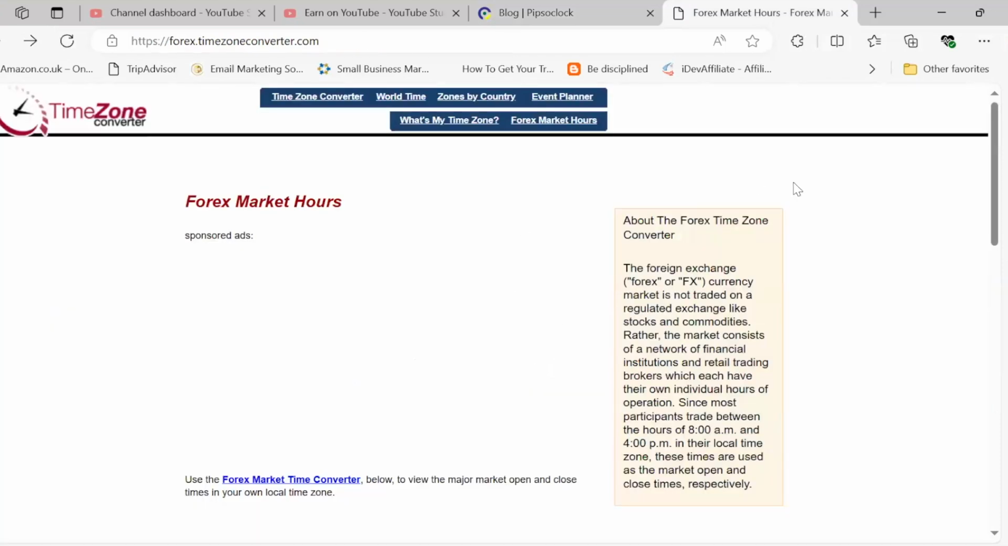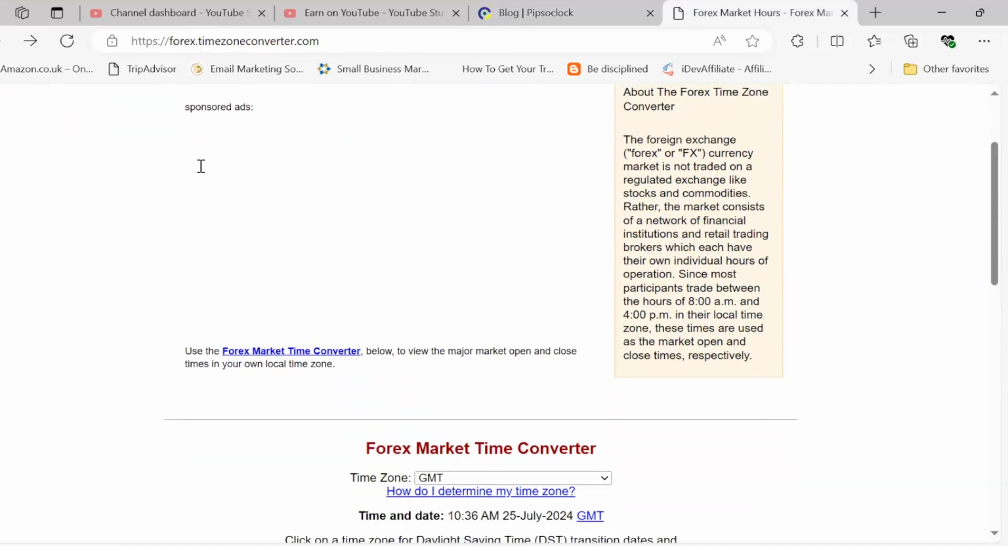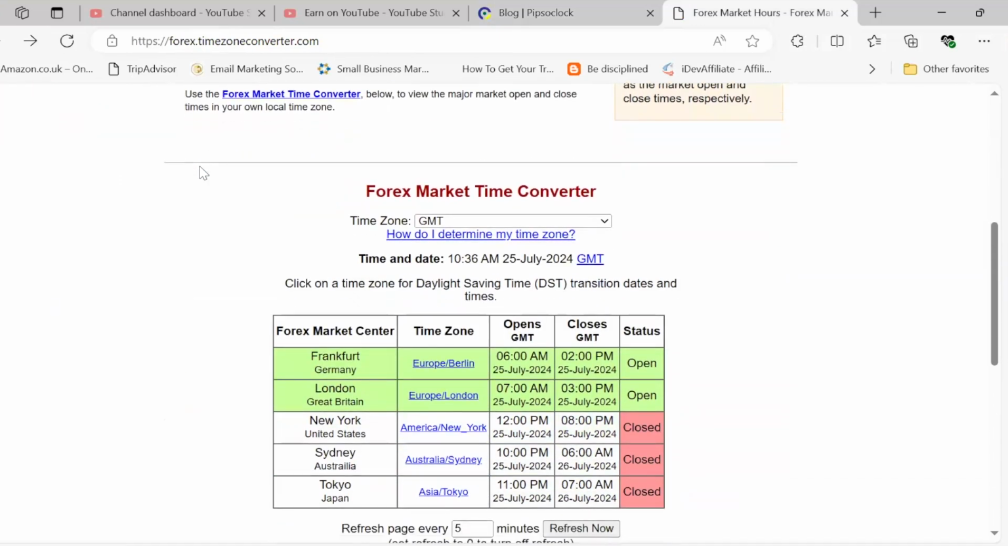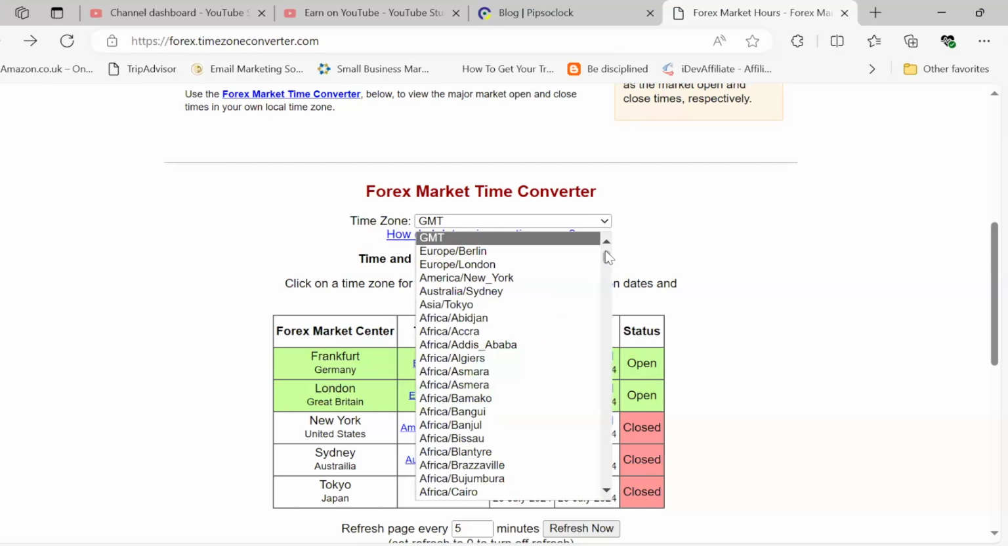Okay, so here we are, forex.timezoneconverter.com, Forex Market Hours. So you want to scroll down. Now, first off, you want to set it to your own time. So for us now in Africa, we can select here. You are not just selecting West Africa, you are selecting your local where you are. I am in Lagos.